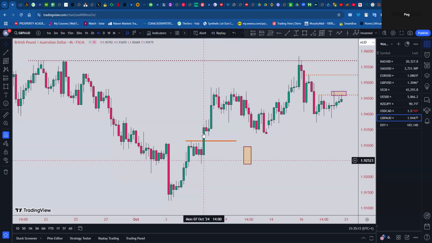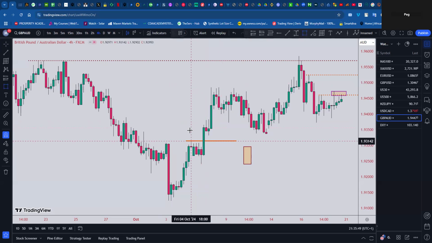Then three, it breaks the structure with some momentum or displacement. You see this green candle. Yes. You see the size of this green candle. It shows you that there's so much bullish momentum, so much buying pressure here. This is a displacement. And now, why is it a displacement? Because you can see there is a big gap between our order block and the third candle right after this green candle. There is a big fair value gap there.